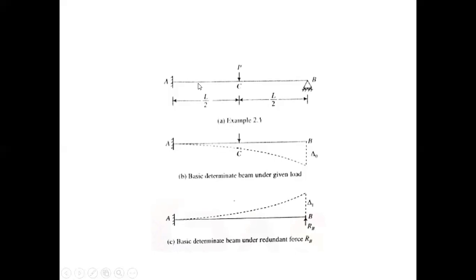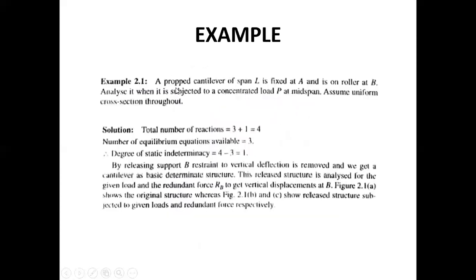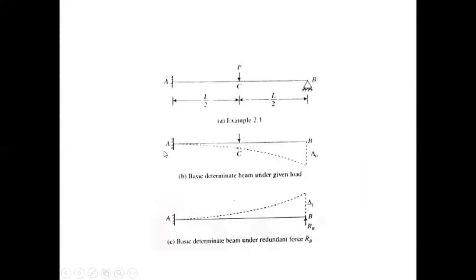In order to make this beam a determinate beam, we need to remove this support reaction. Hence, we'll get a cantilever beam, and that will be a determinate structure. By removing the support B, the vertical deflection is released. We get a cantilever, that is a basic determinate structure. So we will be analyzing to find out the reaction RB in order to find out the behavior of the structure under this vertical load.